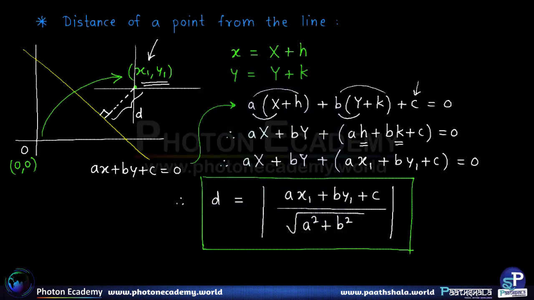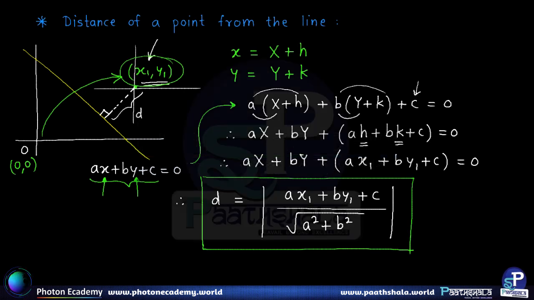The simple way to remember this formula is, if you look at the numerator, right, the numerator is nothing but merely the left hand side of the equation of the line in which x and y are substituted with the x and y coordinates of the required point. So that's the way to remember the formula.